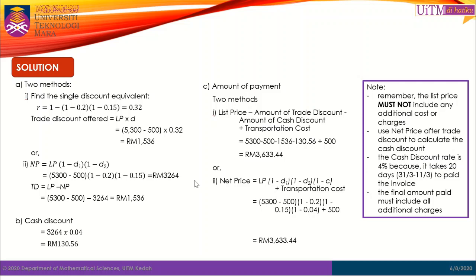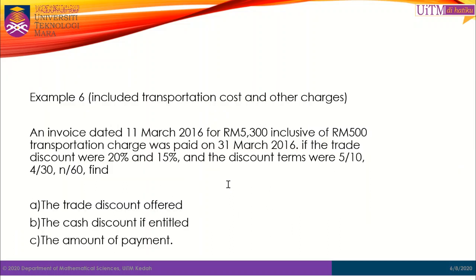Alright, so the second part asks you if he is entitled to any cash discount or not. Okay, so in this case, it is entitled to a cash discount. Why? Because if you look through here, the payment is being made on the 31st March 2016, and the date of invoice is 11 March 2016. So between 11 March 2016 and 31st March 2016, 31 minus 11, you get 20 days.